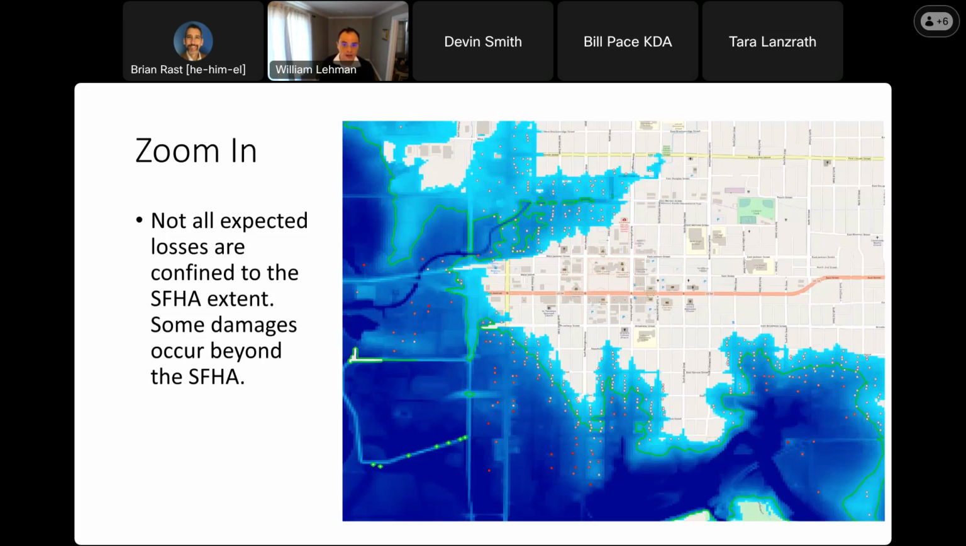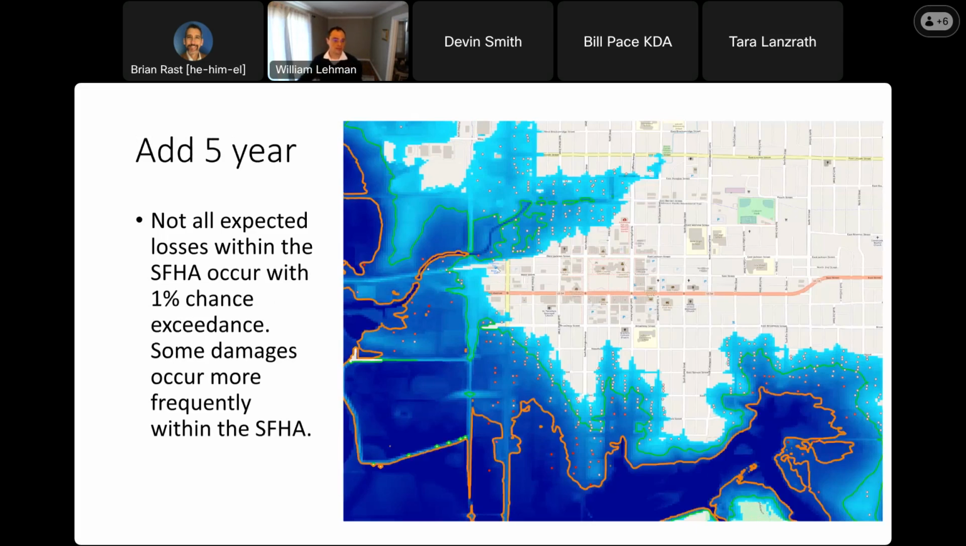On the one hand, I might be missing structures that are outside, beyond the SFHA. But on the other hand, I also might be missing opportunities to isolate my limited resources to those structures that are being flooded more frequently than the 100 year. Within that green polygon of the 100 year, not all structures are flooded at the same recurrence rate. Some of them are flooded more frequently.